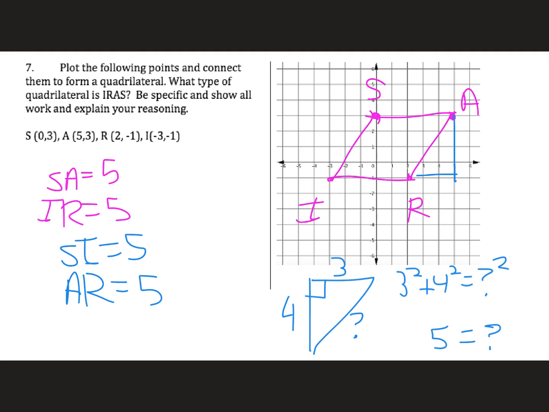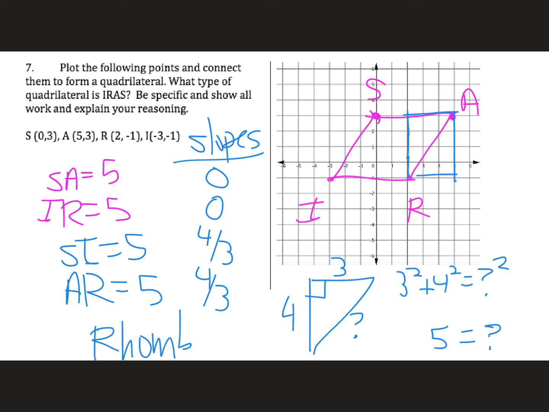If you want to, it would help to check some slopes, show that opposite sides are parallel. So for slopes, for SA it's 0, for IR it's 0, for SI it's up 4 over 3, and for AR, go from here, up 4 over 3. So opposite sides are parallel, and we have all the sides are congruent, so this is a rhombus. So you have to think of length of sides and slopes of sides to answer this question.